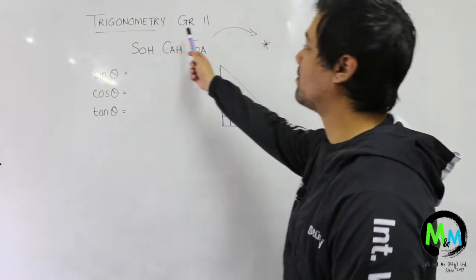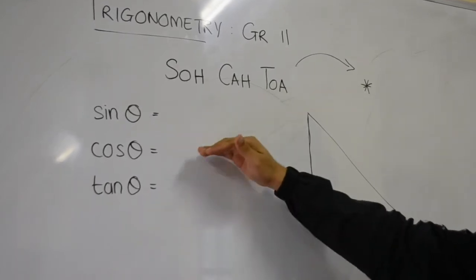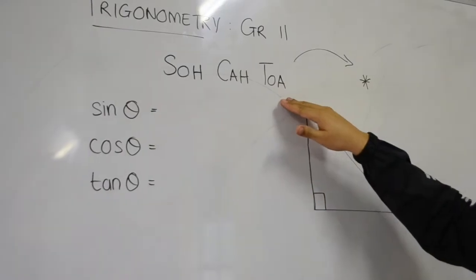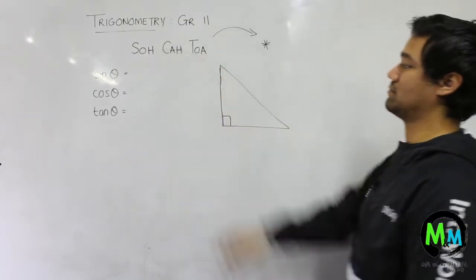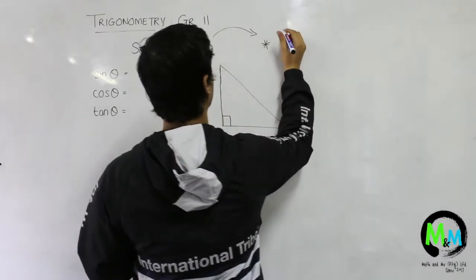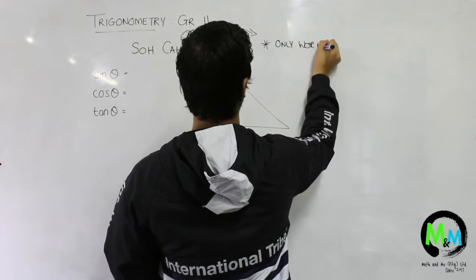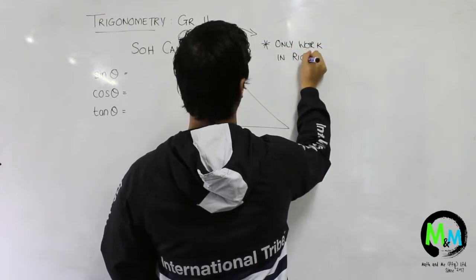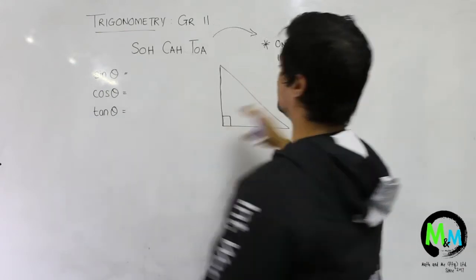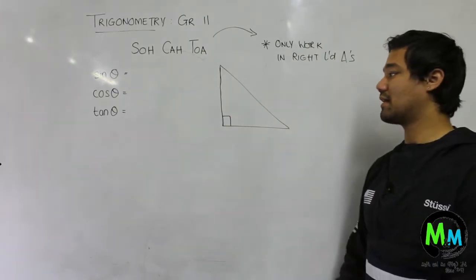Right, so trigonometry, we know the foundation is based on these three ratios: sine, cos and tan. An easy way to remember our three ratios is SOHCAHTOA. Very important to also note that these three trig ratios only work in right-angled triangles. So sine, cos and tan are limited to operating in right-angled triangles.